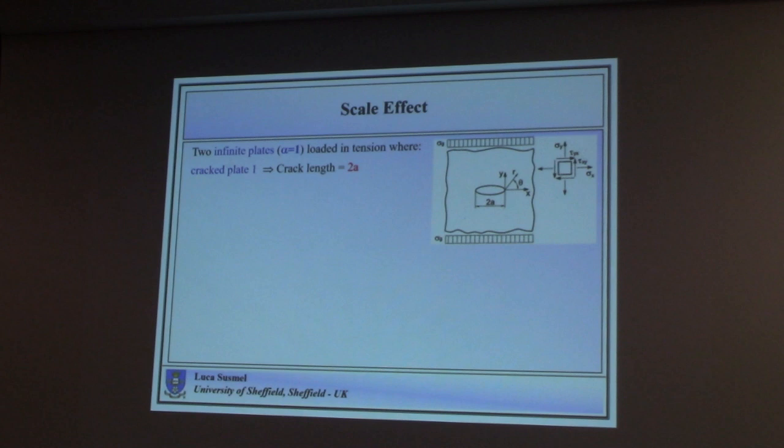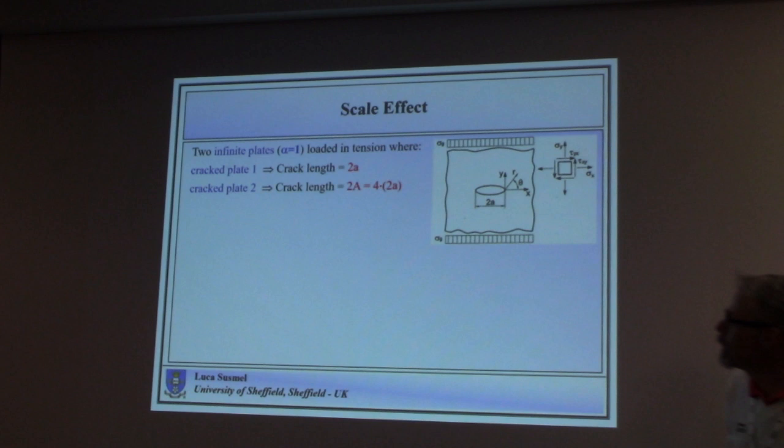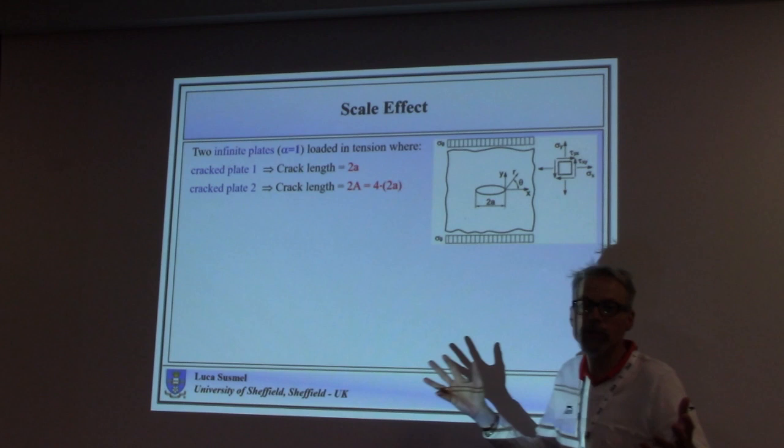So, assume that you have two infinite plates, so for both the shape factor alpha is invariably equal to 1. For the first plate, the crack length is 2 times little a. We have a second plate, where the crack length is 2 times capital A, which is 4 times 2 little a. So it's 4 times bigger than the previous crack. Okay?